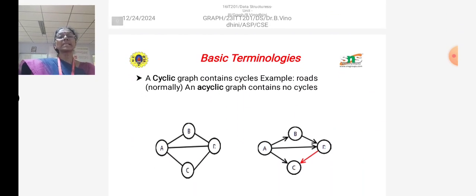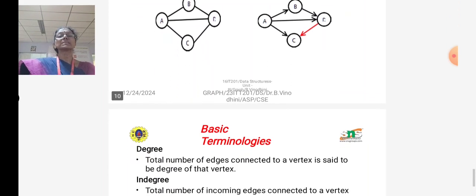Next is a cyclic graph. A cyclic graph contains a cycle. For example, in the cyclic graph, there is a cycle between A, B, C, A, and B, D, and A. It is cyclic. The cyclic graph is mainly used with undirected edges. Acyclic means it does not contain any cycles.